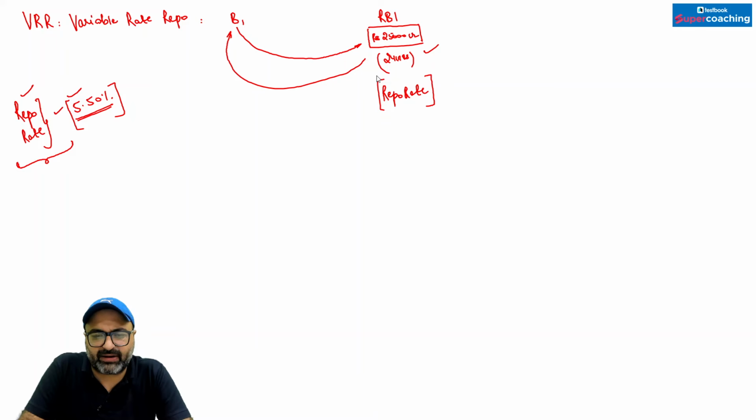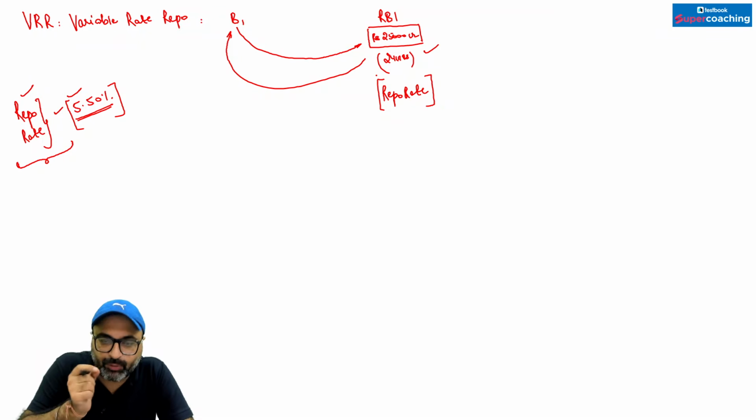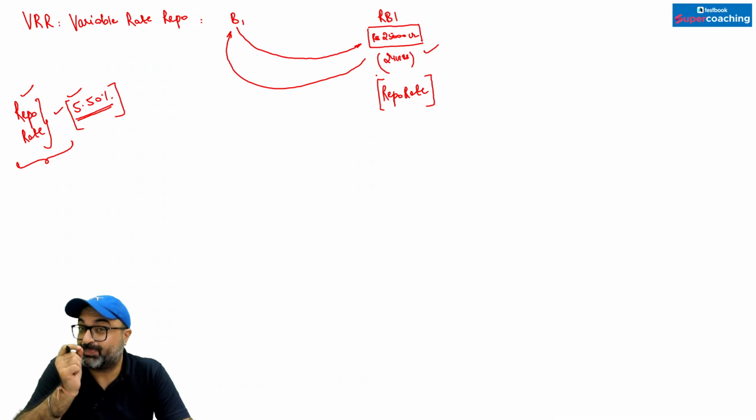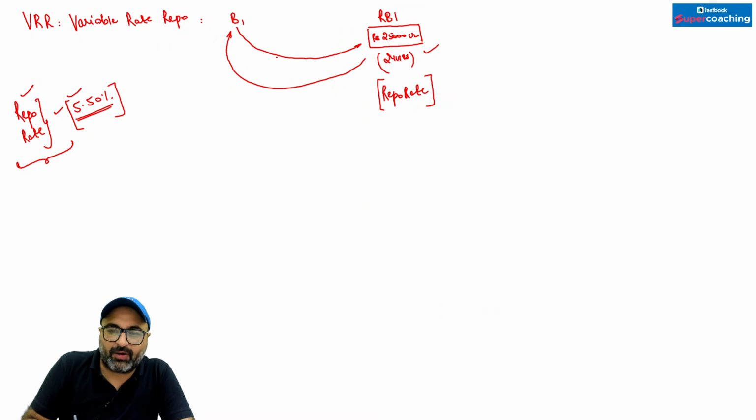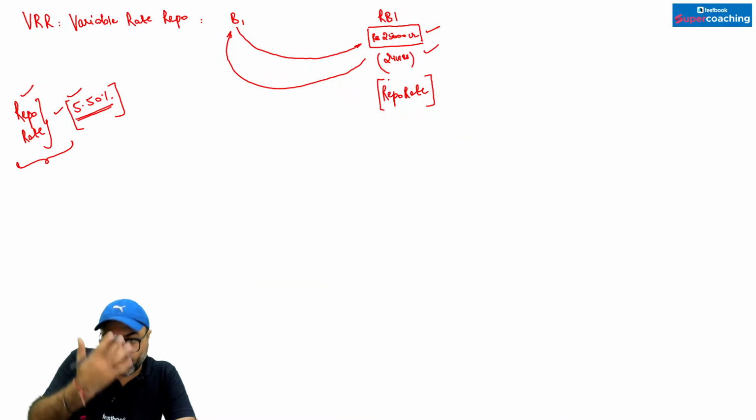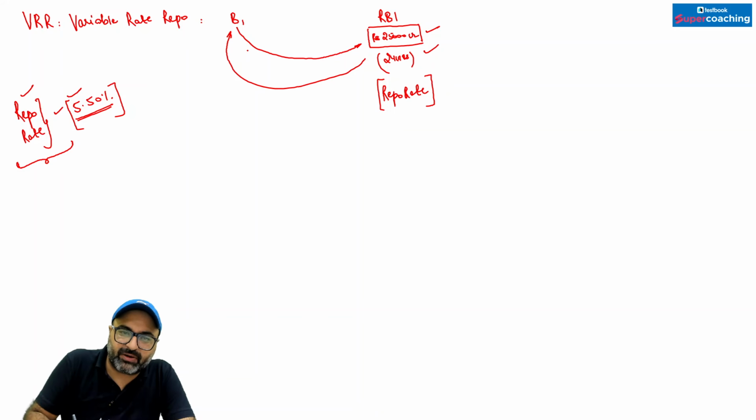So variable rate repo is basically the same as repo rate, where a loan is given for short term, but unlike repo rate, where the rate of interest is pre-decided by RBI, in this case the rate of interest is determined with the help of an auction. For example, RBI announced 25,000 crore rupees which it is ready to provide as loan on variable rate repo. Bank 1 is in need of, let's say, 2,000 crores.